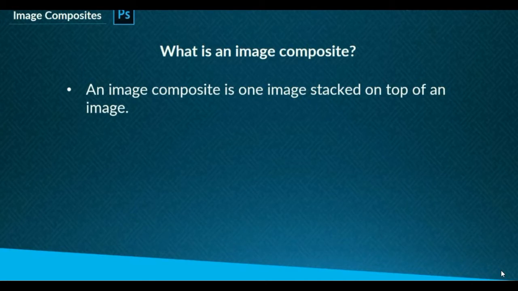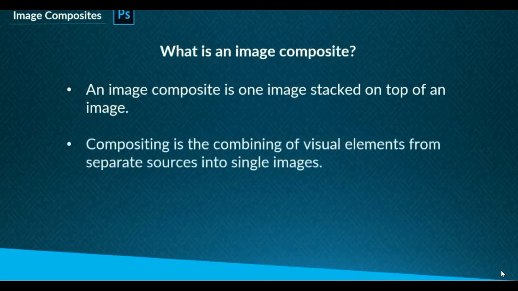Once we have one image on top of another one, using our layers, we've created an image composite. We can take it a step further and be more creative or professional about it, but realistically, it's just one image stacked on top of another. The composite, folks, is the combining of visual elements from separate sources into single images. That's just a nicer way of explaining it. It's combining multiple images into one finalized image.